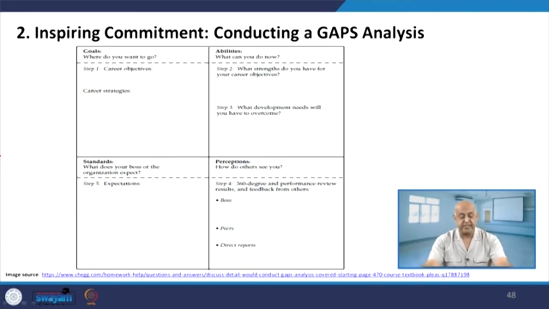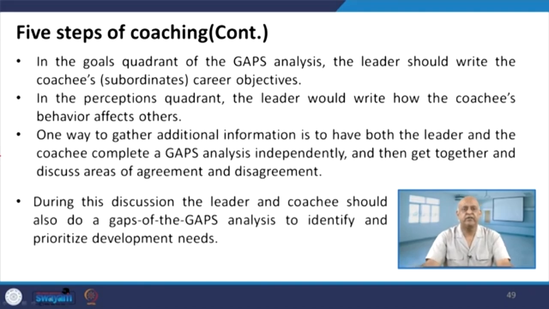And when these career strategies and abilities are there, what development needs will you have to overcome? And then it will be the boss, peers and direct reports, as I keep on talking about. And here the standards. The standards are the benchmarking practices, and here we have to talk about the expectations which are part of this particular group, team or organization. The subordinates' career objectives and this process will also help you in 720 degree potential appraisal, right? So the leader should be able to identify the potential; it is not only the performance appraisal, it is the ability of the person and what he can develop in future.